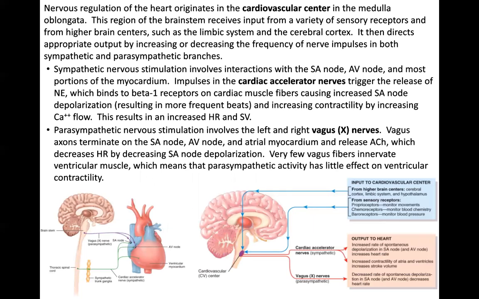So let's talk about, first of all, the nervous regulation of our heart. Nervous or neural regulation of the heart originates in the cardiovascular center, or CV center, as you'll sometimes see it listed, which is just the shortened version of cardiovascular. The CV center is in the medulla oblongata, and we know that already from earlier parts of the semester.